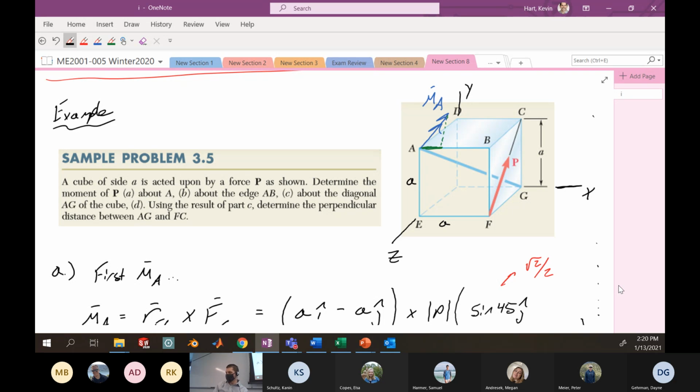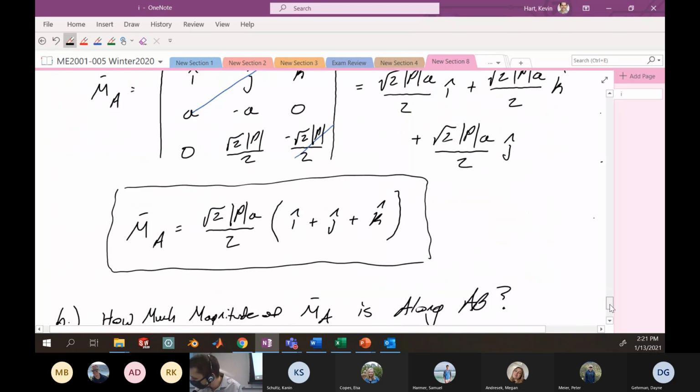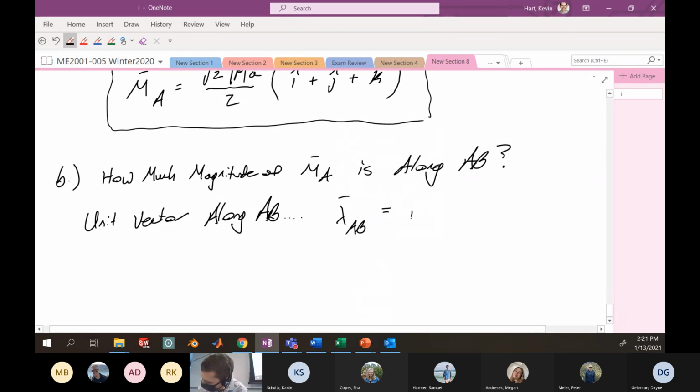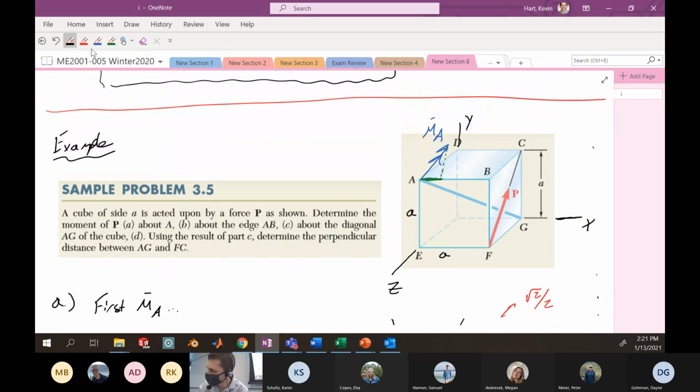So I want to know what is the unit vector along AB. AB is a side of a cube that's coincident with the x-axis. It runs parallel to the x-axis. So what unit vector is associated with the length AB? I hat, right? So in this situation, lambda AB is just I hat. If I thought about a unit vector that acted along this particular direction, that unit vector is I hat. It's just a vector of magnitude 1, which runs in the direction of AB. It's I hat.